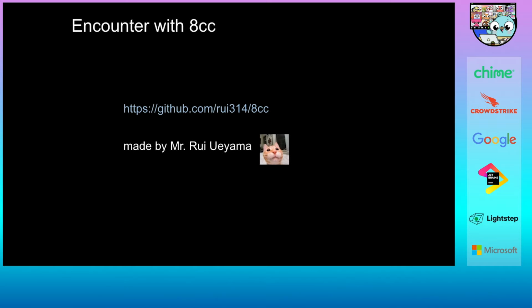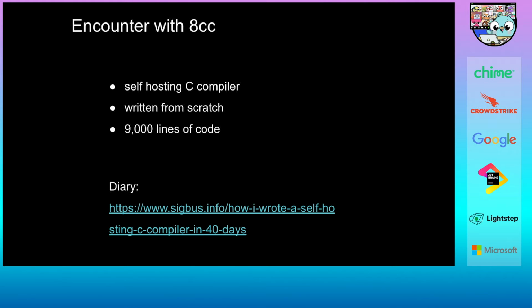One day, I encountered 8cc, a C compiler. It was made by Mr. Rui Ueyama. He is the author of LLD, which is the LLVM linker. In a podcast, he told a story of making his own C compiler from scratch and how he achieved self-hosting. The lines of code is about 9,000. I was really excited and impressed by his story.